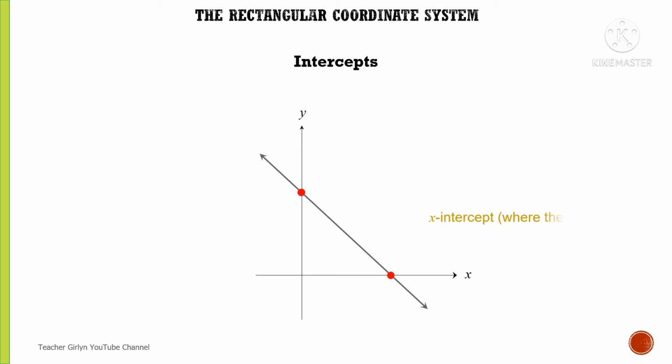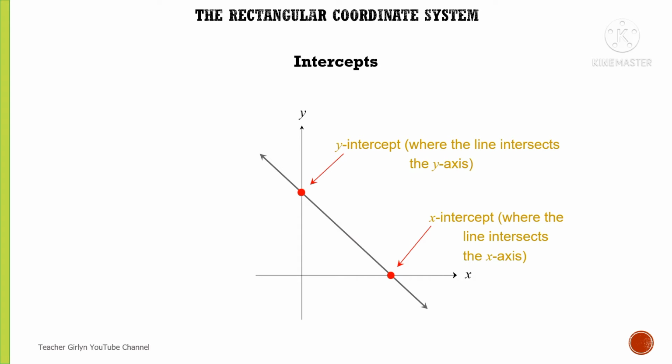Intercepts. The x-intercept is where the line intersects the x-axis. The y-intercept is where the line intersects the y-axis. In other words, intercepts are the points where the line touches the x- or y-axis.